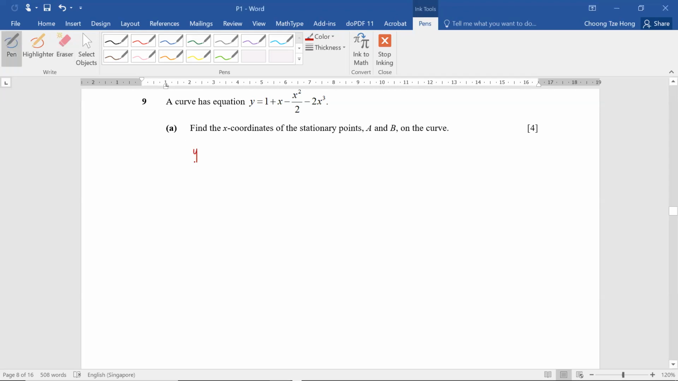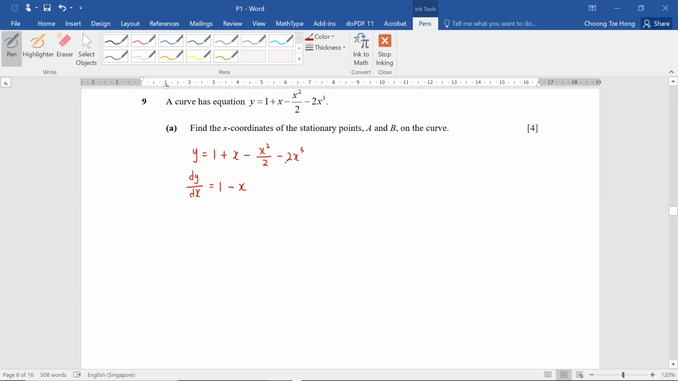So y is equal to 1 plus x minus x squared over 2 minus 2x cubed. We are going to differentiate this equation. So dy/dx: differentiate 1, it becomes 0. Differentiate x, it becomes 1. Differentiate negative x squared over 2: you times 2 and then reduce the power by 1, so that would become negative x only.